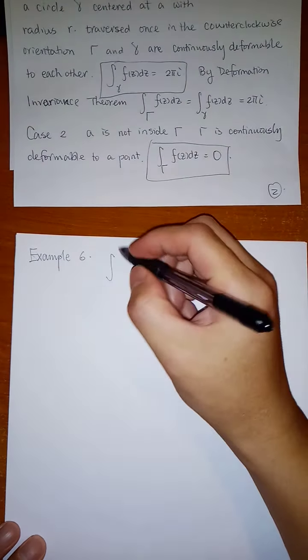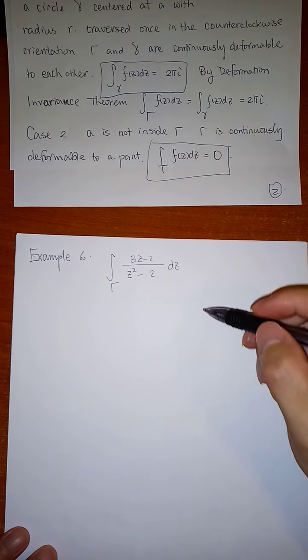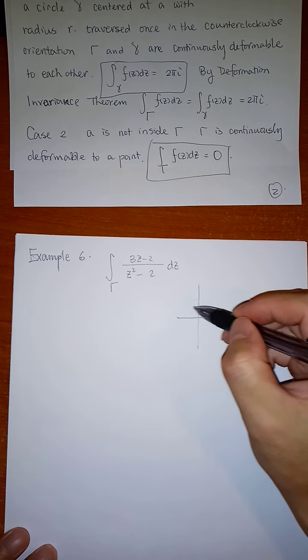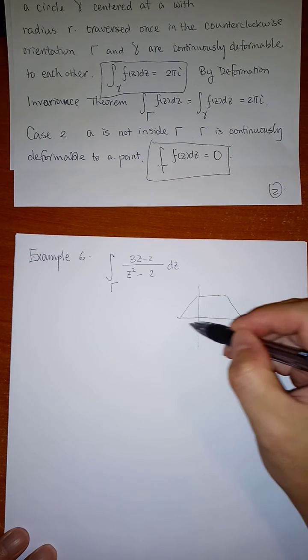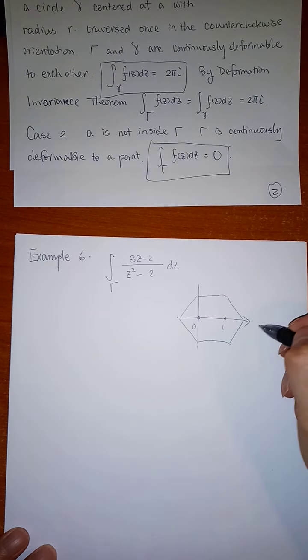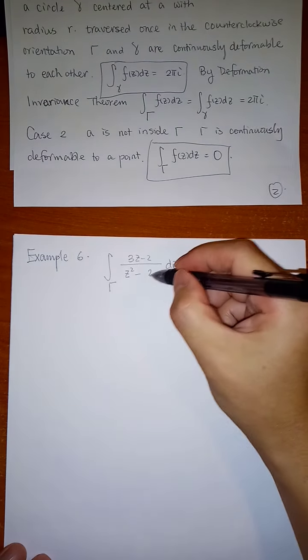We're going to evaluate 3z minus 2 over z squared minus z along gamma. Here, what is this gamma? Gamma is the following thing. So this is 0, this is 1.